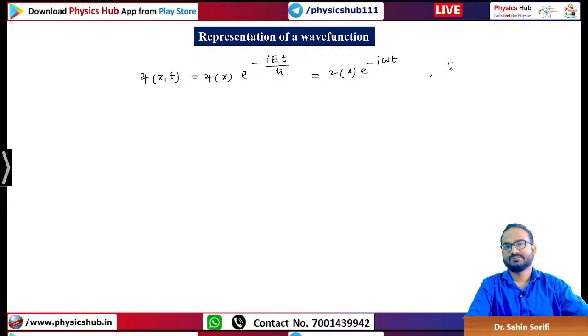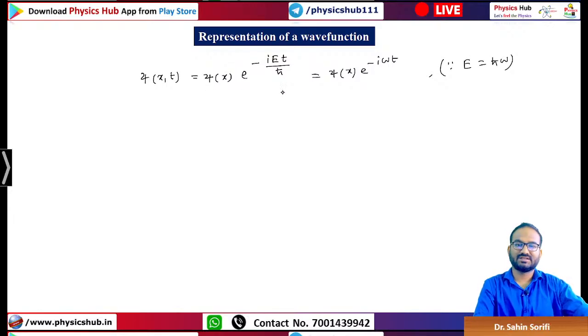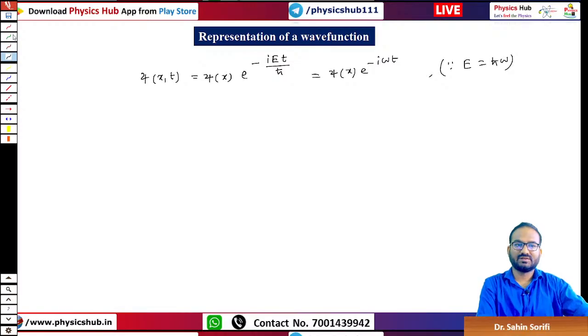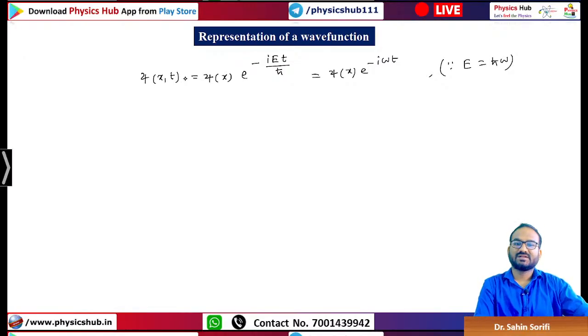Okay, so both the forms are useful, especially the first form, psi of x e to the power minus i E t by h cut. So you have to remember this. This will help us to describe the time evolution of the wave function.